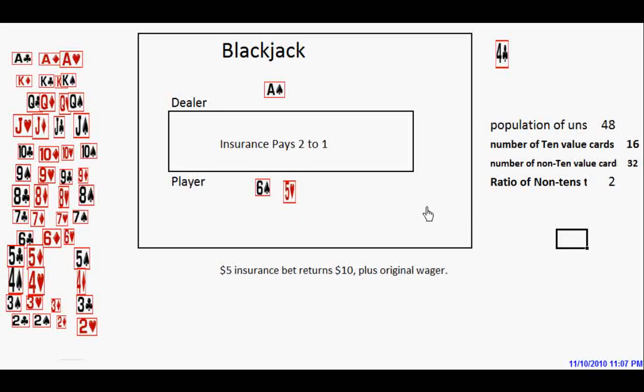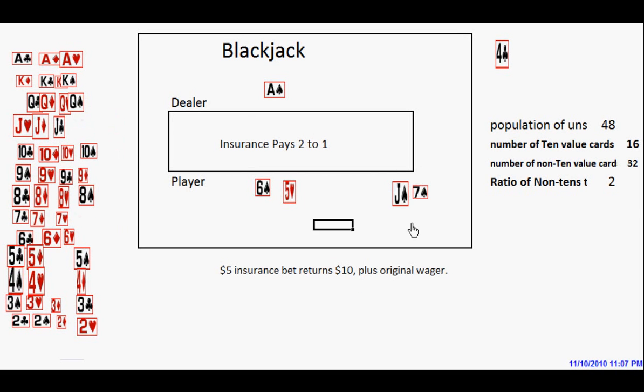Now, suppose there's a second player at the table. And you're not supposed to see cards that are dealt face down, but suppose you see them. He has a jack and a seven, and he lets you see his cards. Well, now the unseen cards are not 48 anymore. Now they're 46. The number of ten-valued cards, there's not 16 of them left because he has a 10-valued card. So that's 15. And the number of non-10s goes down to 31 because he has a 7.